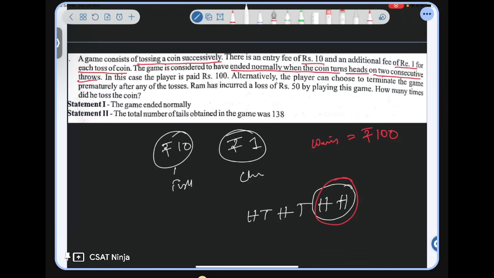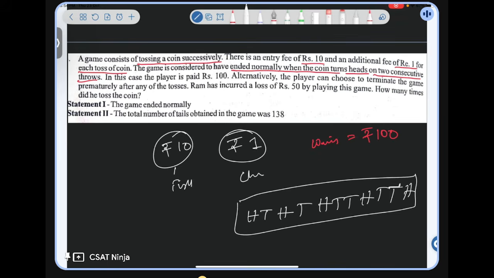Alternatively, if you don't win, that's the other case. The player can choose to terminate the game prematurely after any of the tosses. That means, let's say you are tossing this coin again and again without getting head, head. You are getting tail, tail, head, tail, head, tail, head, and so on. In that case, you can stop anytime, but you'll have to pay the charge. If you want to just withdraw from the game, then you will have to pay how many rupees?